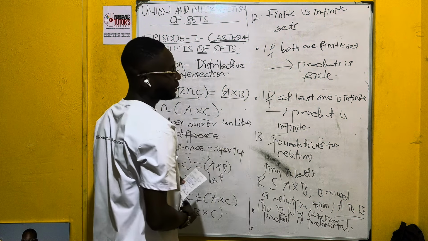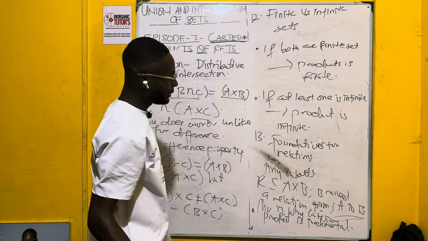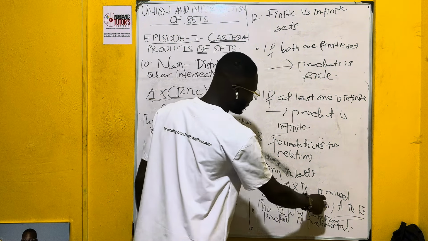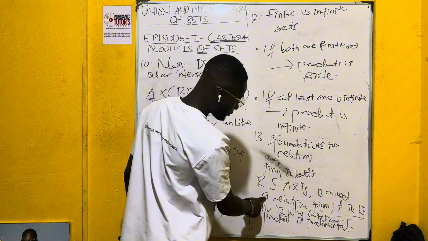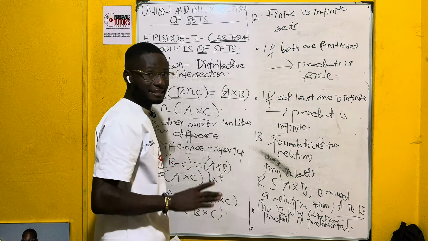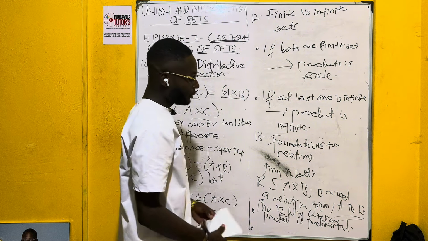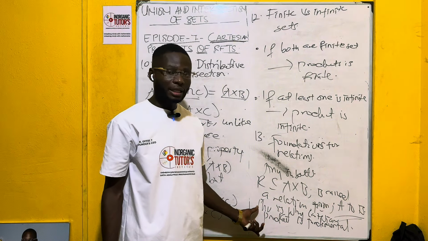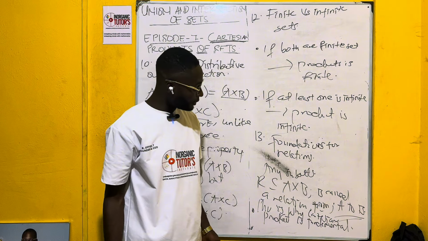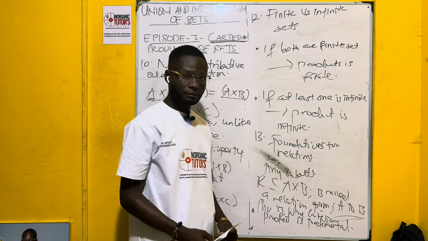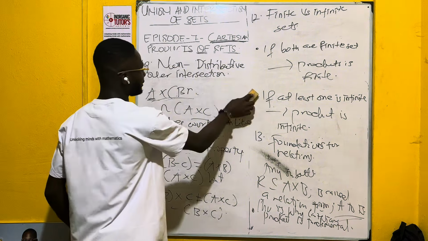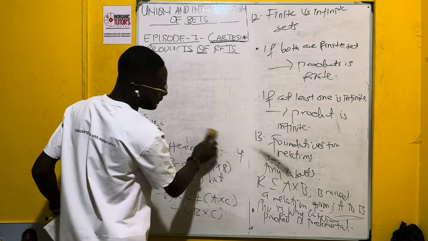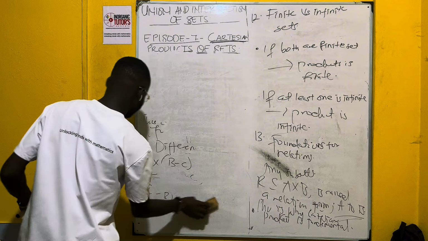This is why Cartesian product is fundamental. R is a subset of A cross B, and is called a relation from A to B, right? And this is why the Cartesian product is fundamental in sets. Great. That is the 13th property.